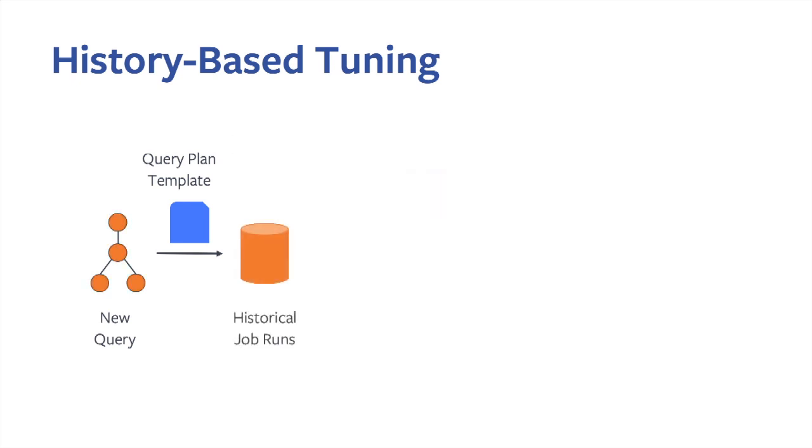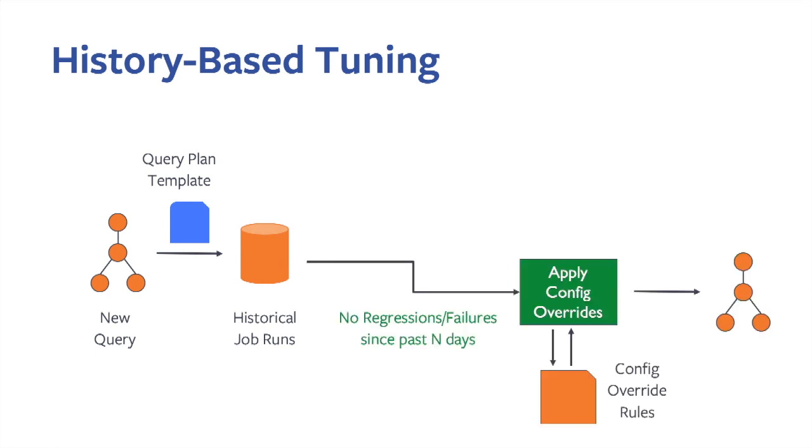Now, when we see this query plan template, we look it up in a database that we have for historical job runs. This database contains weeks and weeks' worth of data, and it helps us tune new runs. If that corresponding query plan is found in the database, we find out if there are any regressions in any of the past n days of this query. And if there are not, we leverage many of the rules that I just talked about to apply these config overrides. Once we apply these config overrides, we execute the new query with the optimized set of configs. And now two things could happen.